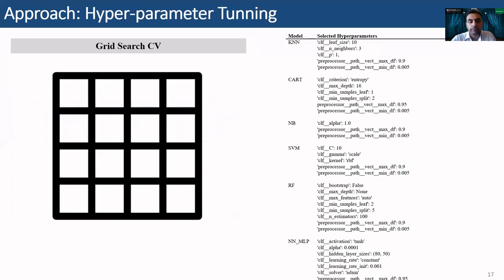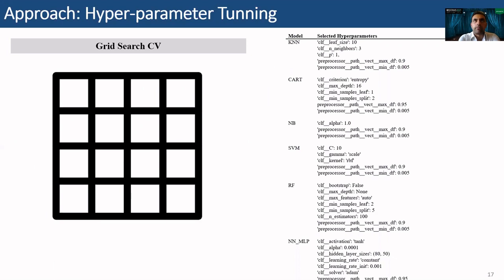To perform hyperparameter tuning, grid search CV from scikit-learn library is used to automate this process. Grid search CV tries all possible combinations of the provided range of parameters with cross-validation and then selects the best. For our classifiers, this is the table of selected best hyperparameters for our experiment.